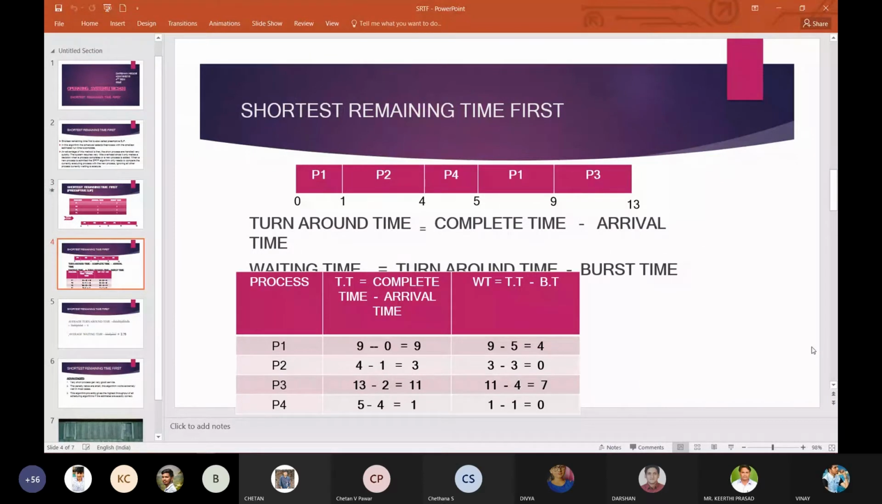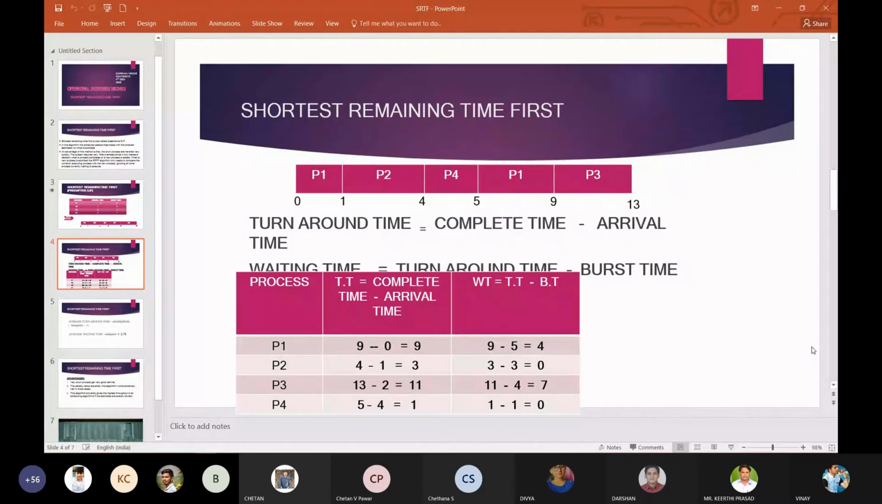We have a formula for turnaround time and waiting time. Turnaround time is completion time minus arrival time. Waiting time is turnaround time minus burst time. We can see in the Gantt chart, at the bottom left of the process is the waiting time, and at the bottom right of the process is the completion time. In a table we can see the processes.